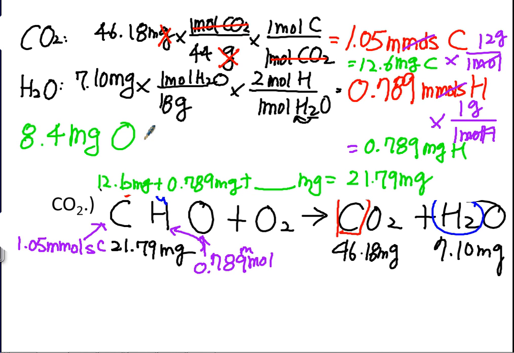Convert to moles. So I'm just going to do the same thing for 16 grams of oxygen. I have 1 mole. Grams cancel out. Now I have millimoles again. That's fine because everything else is already in millimoles. So when I do this, I should get 0.525. Is that what you got? 0.525 millimoles of oxygen.